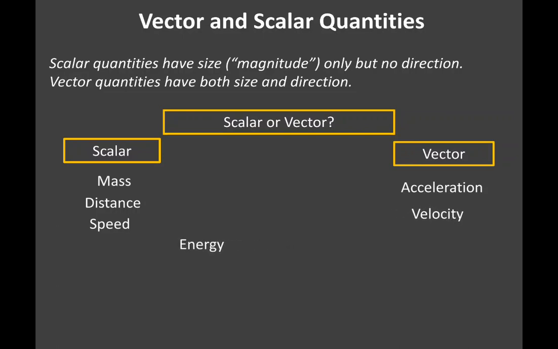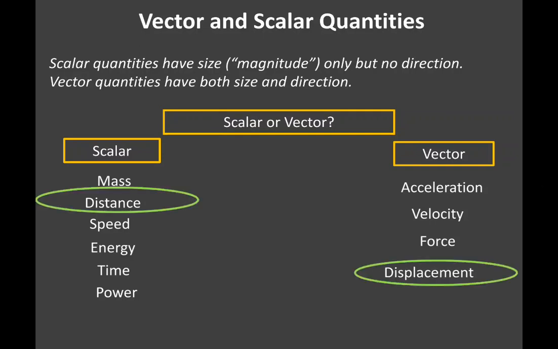Energy, of course, is a scalar quantity because it just has a magnitude, no need for direction. Time is a scalar as well. Power, scalar. Force, of course, is a vector quantity because you have to state a direction for forces. Displacement is also a vector quantity.